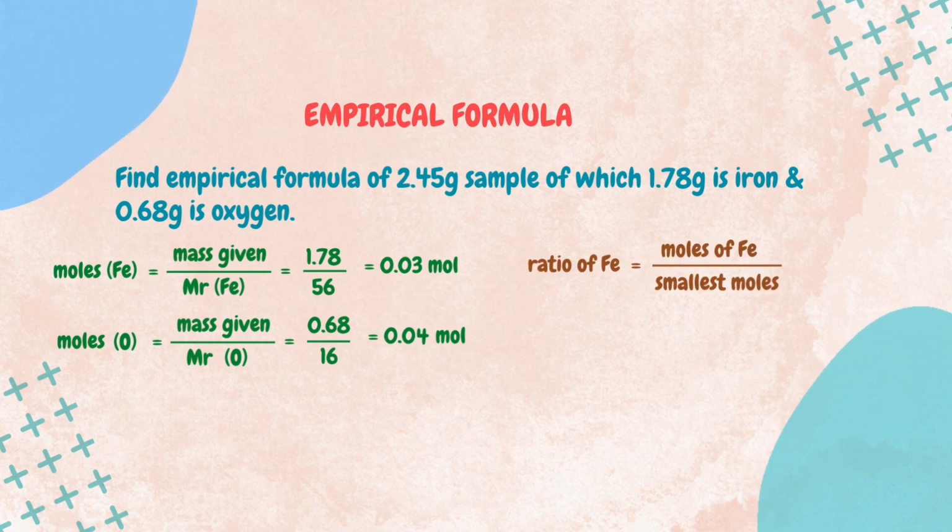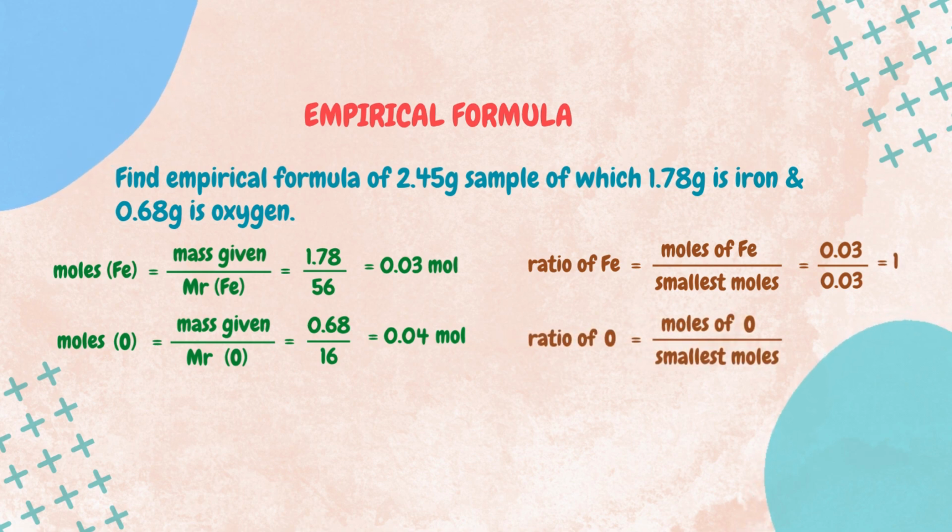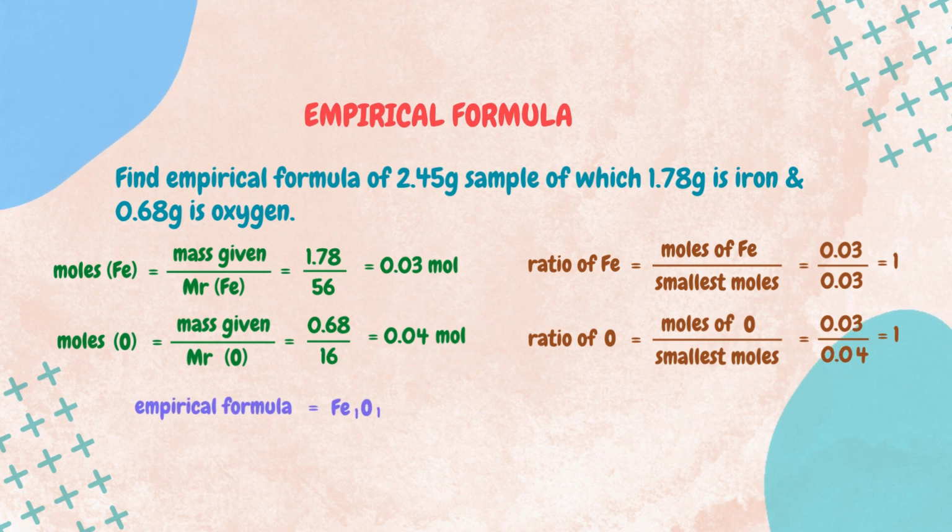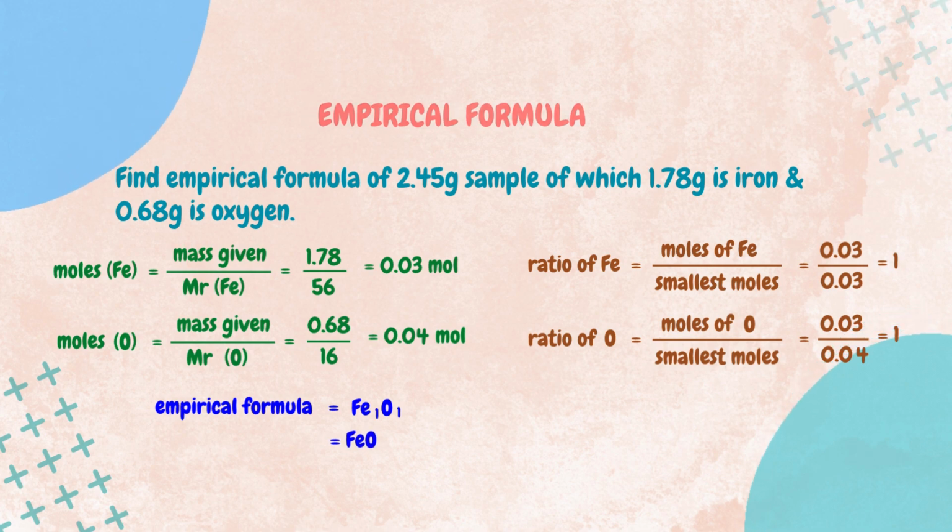The ratio of iron is equal to the mole of iron over the smallest mole. The mole of iron is 0.03. The smallest mole is 0.03. 0.03 over 0.03 gives 1. The ratio of oxygen is equal to the mole of oxygen over the smallest mole. The moles of oxygen is 0.04. The smallest mole is 0.03. 0.04 over 0.03 gives 1.33, which is just 1 mole. Therefore, the empirical formula of this compound is Fe1O1. This is further written as FeO, the chemical name for iron 2 oxide.